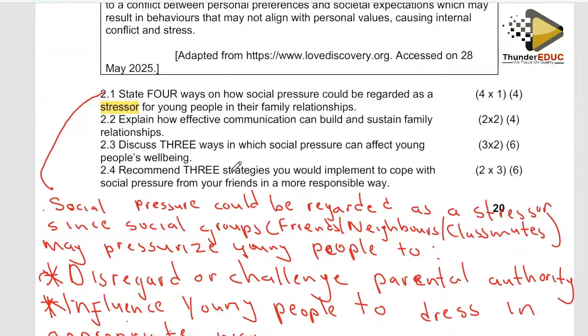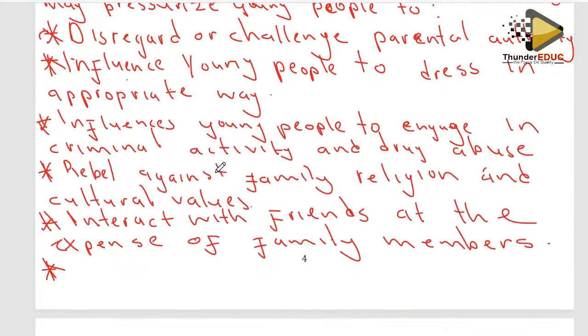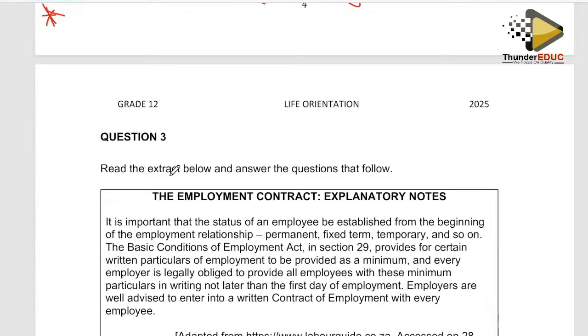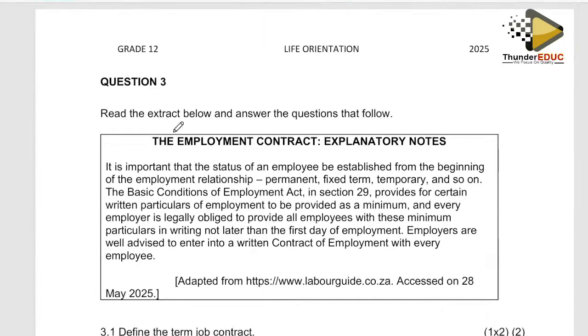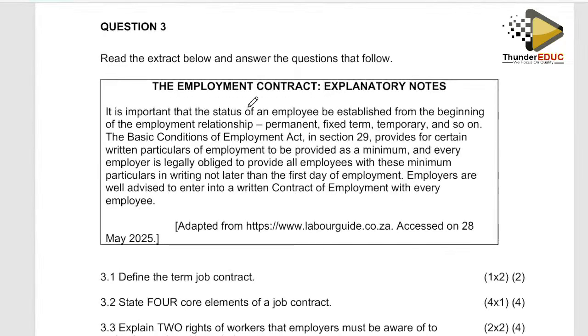Now, this brings us to the end of question 2. We need to move to question 3. Question 3 requires us to read the extract which is provided, then we answer the questions that follow. It talks about the employment contract explanatory notes. It is important that the status of an employee be established at the beginning of the employment relationship. Permanent, fixed term, temporary, and so on.